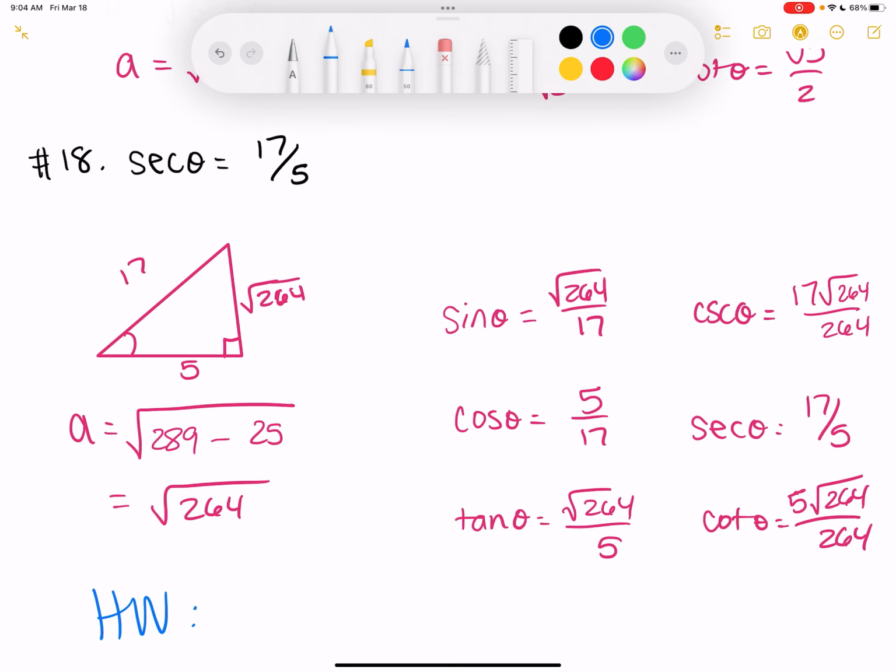Good job, everyone. We love this. 3, 11, 15, and 17. How many more examples do we have for this section?